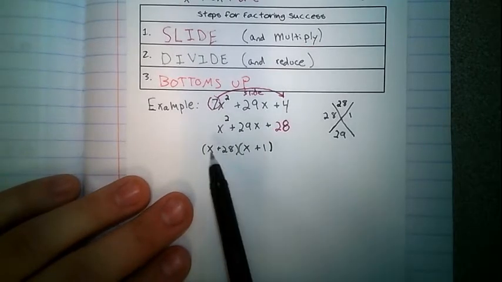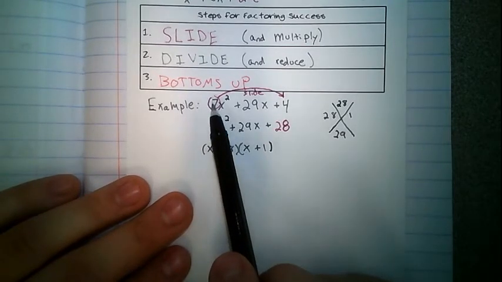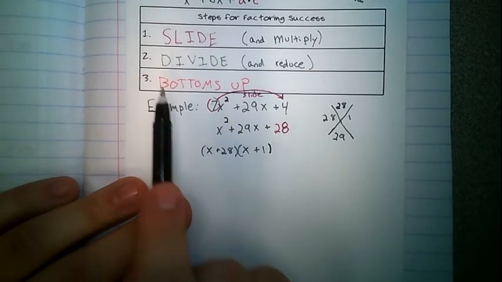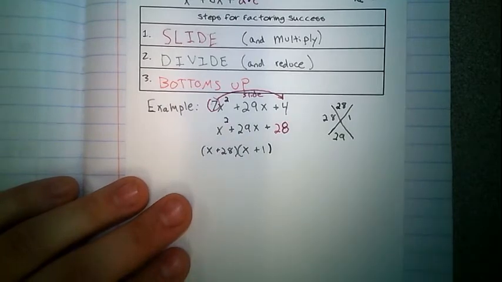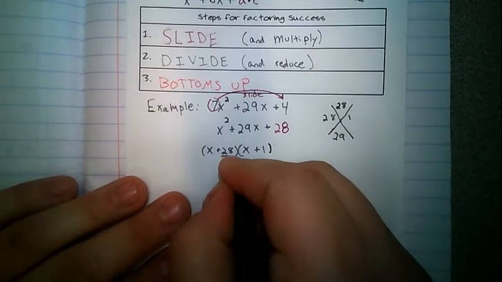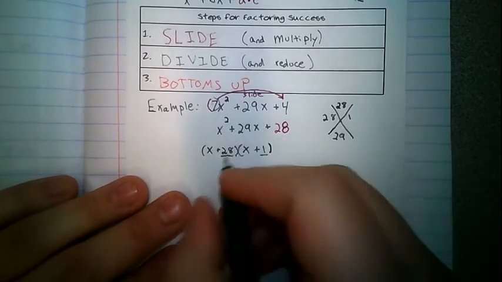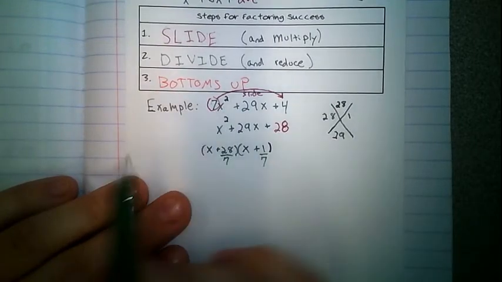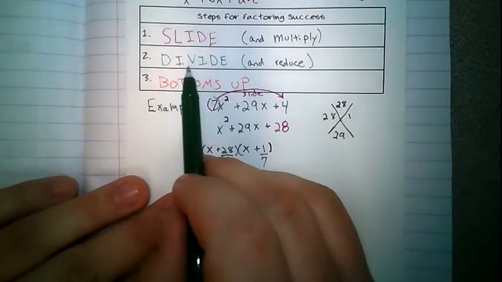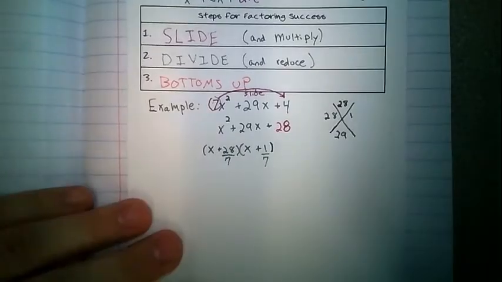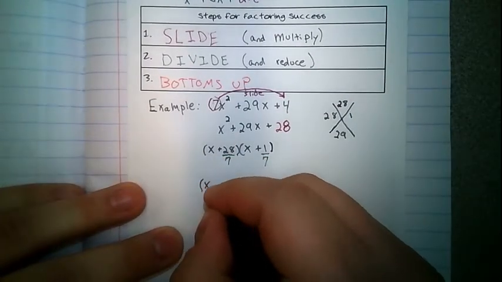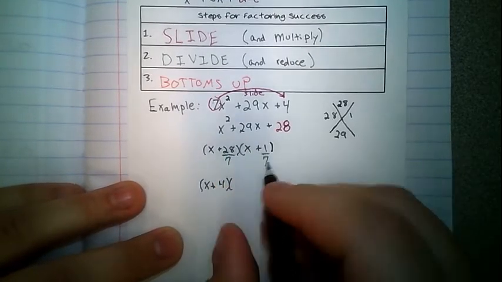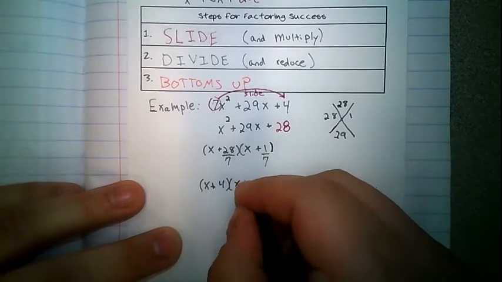If I were to FOIL this right away, I'd get x times x is x squared, but what I'm really looking for is 7x squared. So I need to undo that multiplication. Here's where this divide step comes in. I'm going to divide both of these numbers by 7, because that's the number I multiplied with. I want to undo that. And so it's divide, and don't forget to reduce. So when I reduce, I get x plus 28 divided by 7 is 4. And I can't reduce 1/7 any further.